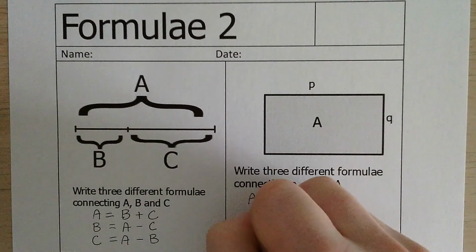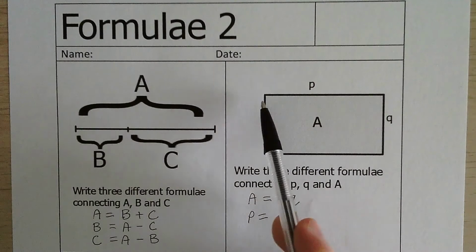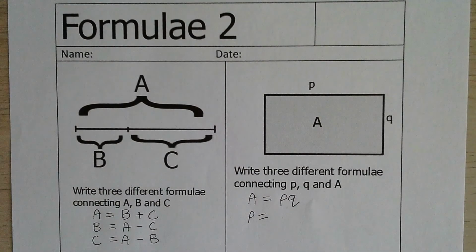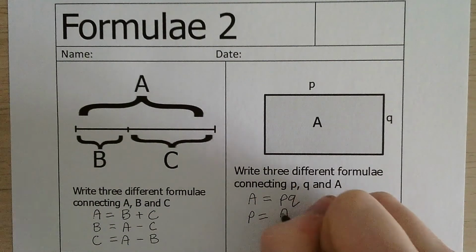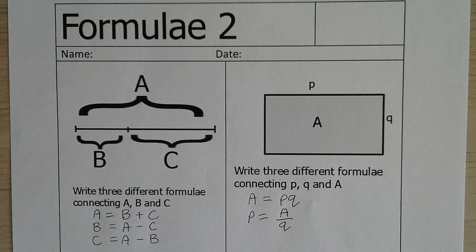Our next formula will try and get P by itself. So how can I get the length of the base of a rectangle if I know the area and if I know the height? Well, we would need to do area divided by height equals base. So here P is the base, but we would need to do area divided by the height, which is Q. So P equals A over Q is another correct formula.